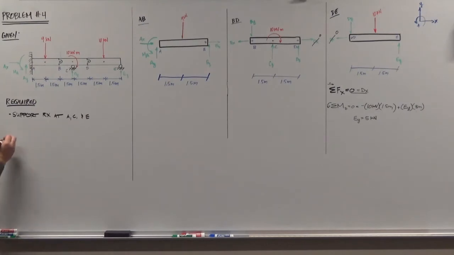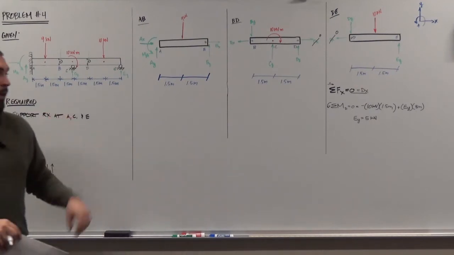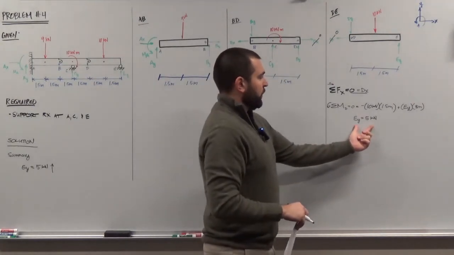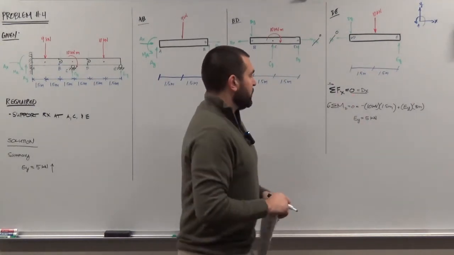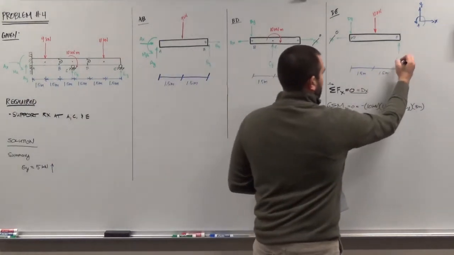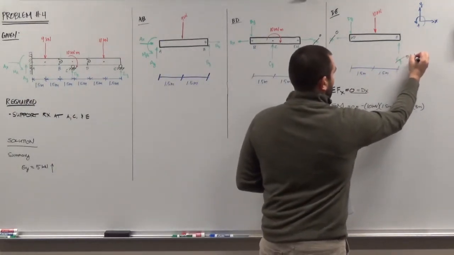And I'm going to summarize the solution over here as well. I'll provide a summary. We know that Ey is equal to 5 kilonewtons going up. All right, so we've already solved for 1/3 of what it's asking us for, but we need more than just this from the free body diagram to be able to then transition down to the next. And so at this point, I've got Ey. This is just 5 kilonewtons.